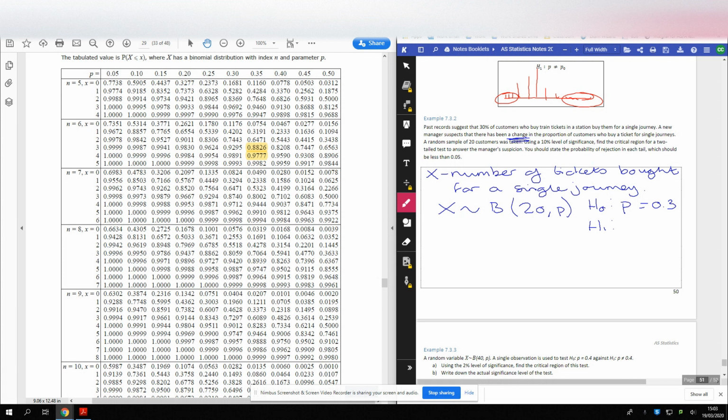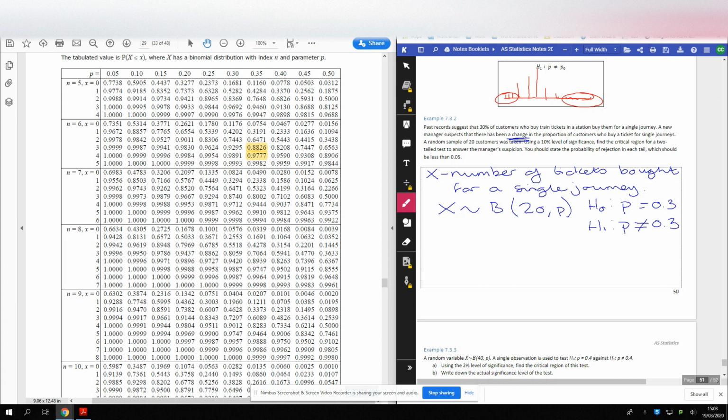Because there's been a change in the proportion of customers, I don't know whether we're expecting an increase or a decrease, and this is what makes it a two-tailed test. So that word "change", the reason I highlighted it as I was reading it out, is that's what's going to make me think two-tailed test when I'm doing this.